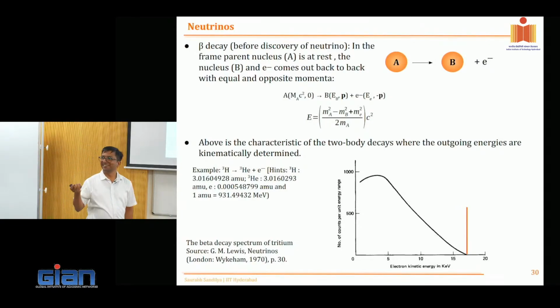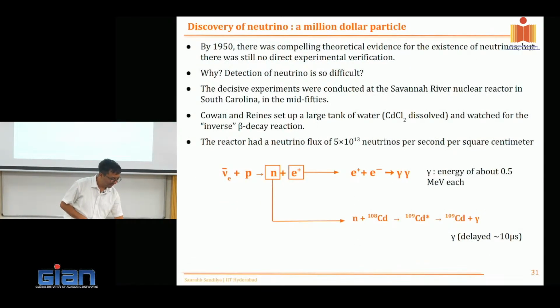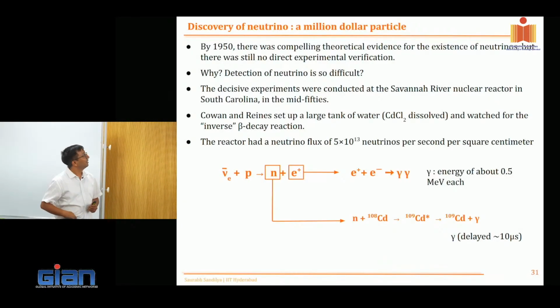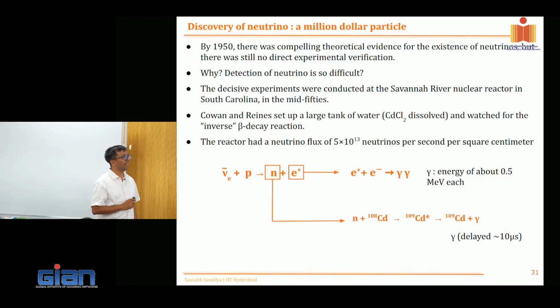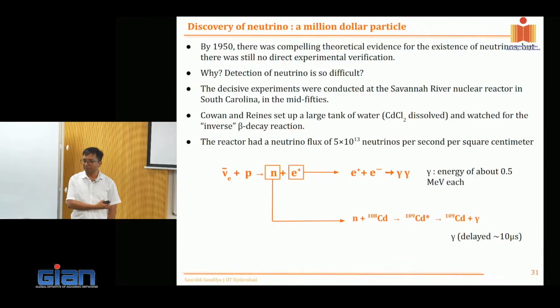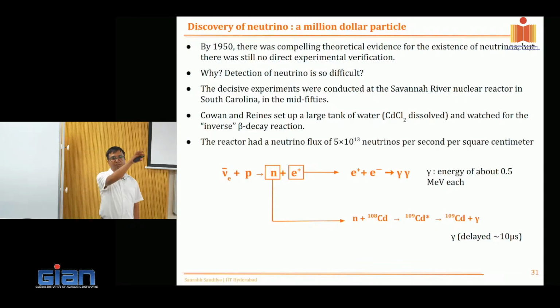I will not go into great detail, just one thing: how the neutrino was discovered. There was compelling theoretical, indirect evidence of the neutrino, in the beta decay experiment you just saw. You expected a Dirac delta-like curve and you saw a continuous distribution. So there was compelling evidence of the existence of the neutrino, but there was no direct detection. So physicists tried to detect the neutrino. Why is it so difficult to detect the neutrino?